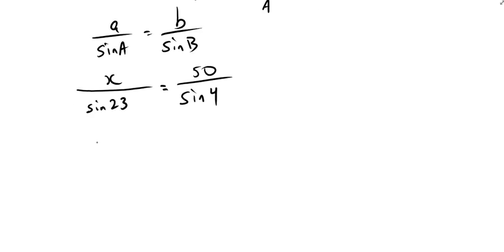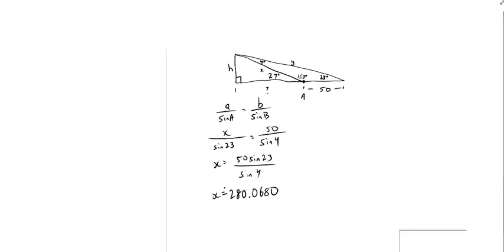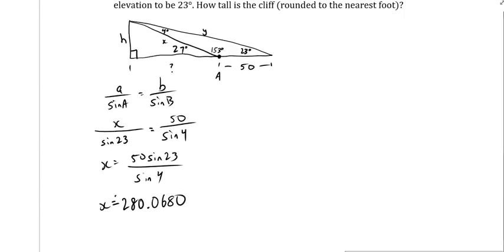Okay, rearrange. And X is 50 sine 23 divided by sine of 4. 280.0680. Is that right? Is that good? Okay, what's next? If you really want, again, you could redraw this triangle. Alan, what do you think? You use SOHCAHTOA to find H. Nice.